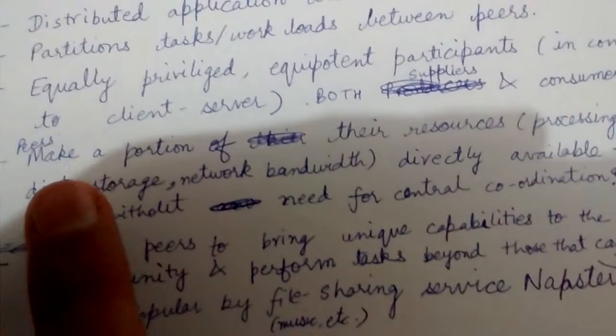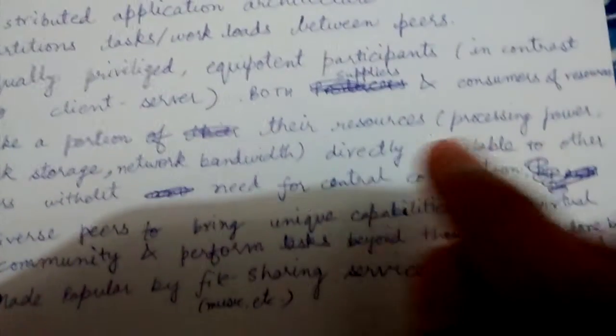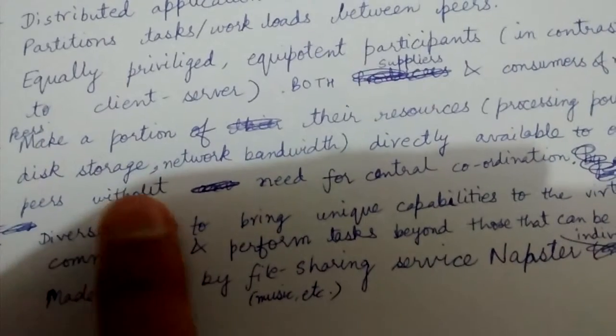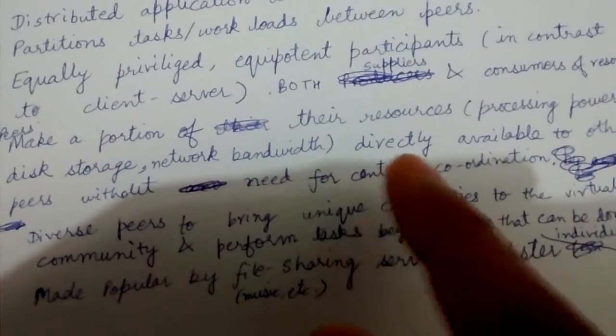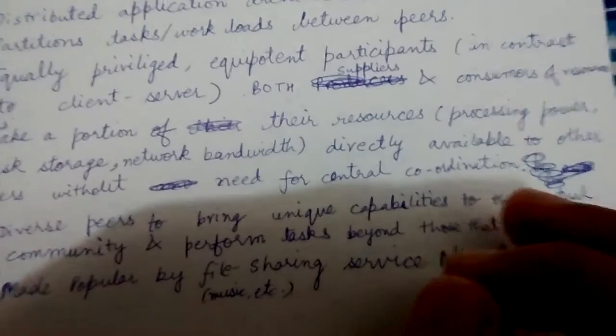Now peers make a portion of their resources available directly to the other peers without need for central coordination. What we mean by resources: processing power, disk storage, network bandwidth.